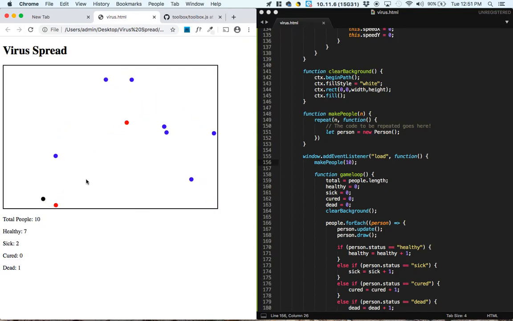So let's look at that again. Even though this person's been sick for a long time, they haven't actually hit anybody until they get cured. So in general, it's not that dangerous.